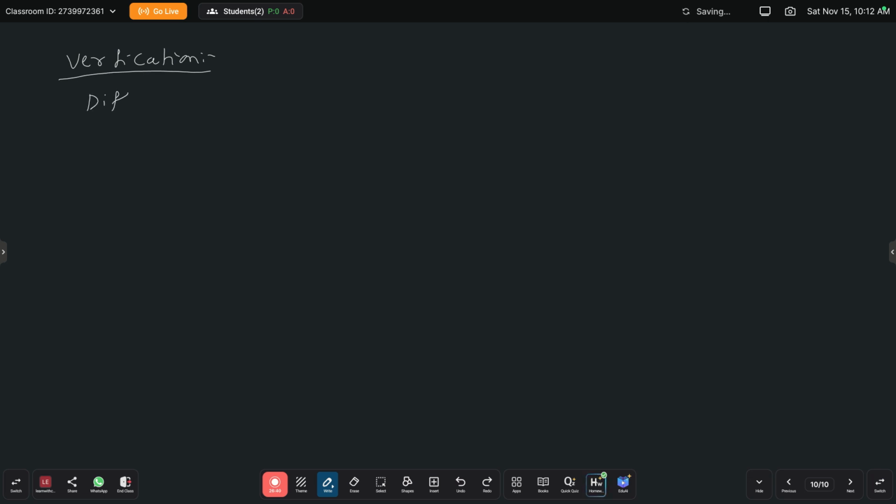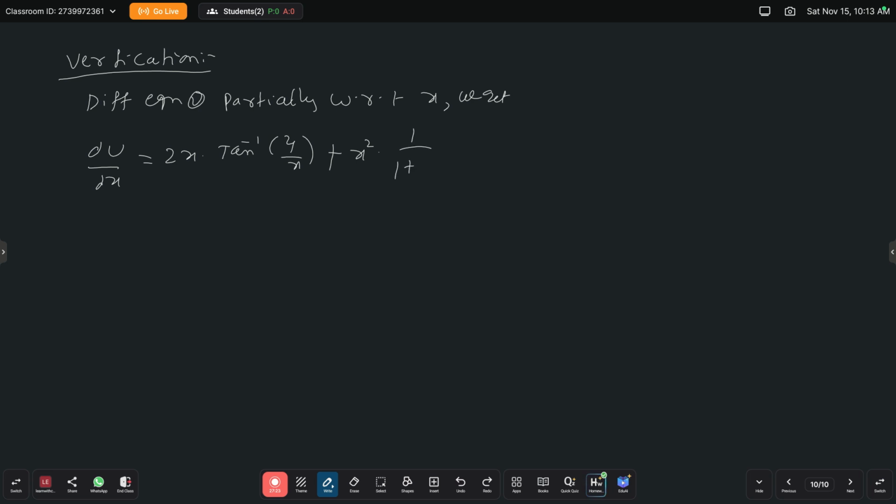Okay, differentiation. You can verify Euler's theorem. Differentiating equation 1 partially with respect to x, we get ∂u/∂x equals... Now you can divide x of uv form: ∂u into tan inverse of y by x, plus x square into the derivative of tan inverse of x, that is 1 by 1 plus y square by x square into ∂/∂x of y by x, like that, minus y by x square.